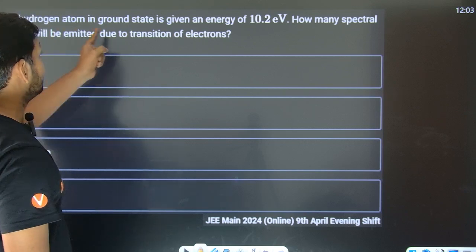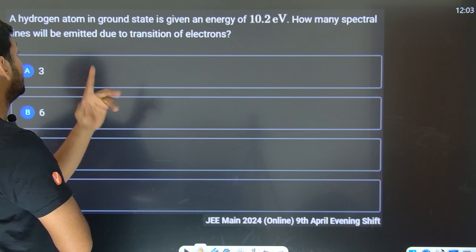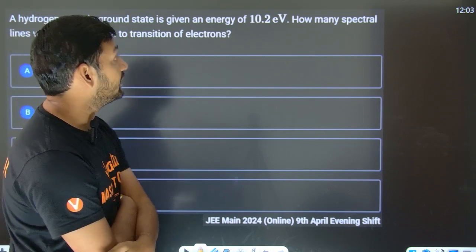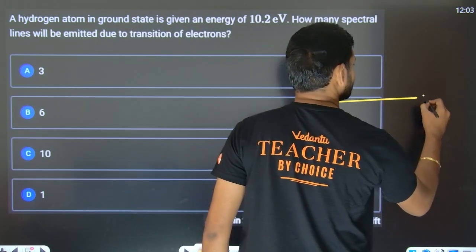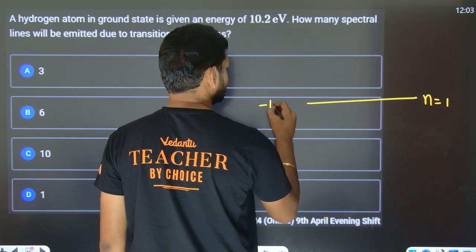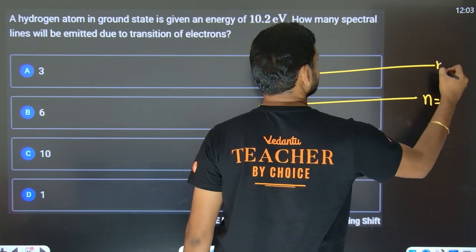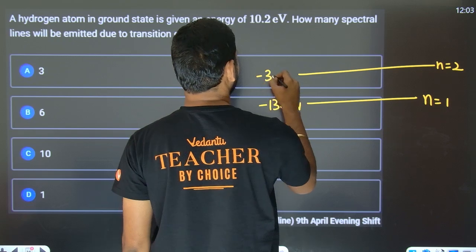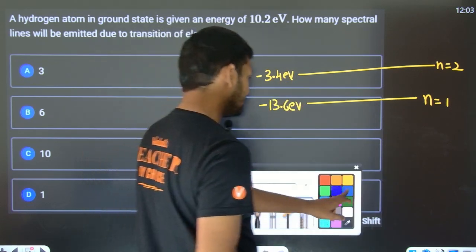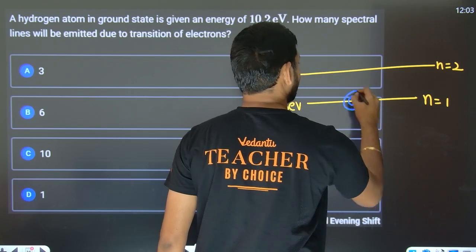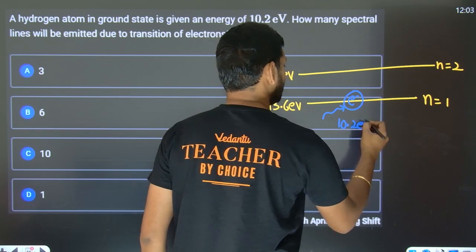Now, a hydrogen atom in ground state is given an energy of 10.2 electron volt. How many spectral lines will be emitted due to transition of the electron? If you give 10.2, where will it go, man? See, this is your n equals 1 having an energy of minus 13.6. And this is your n equals 2 having an energy of minus 3.4. So the energy gap between them is 10.2. That means the electron existing here, if it is given 10.2 electron volt, where does it go?